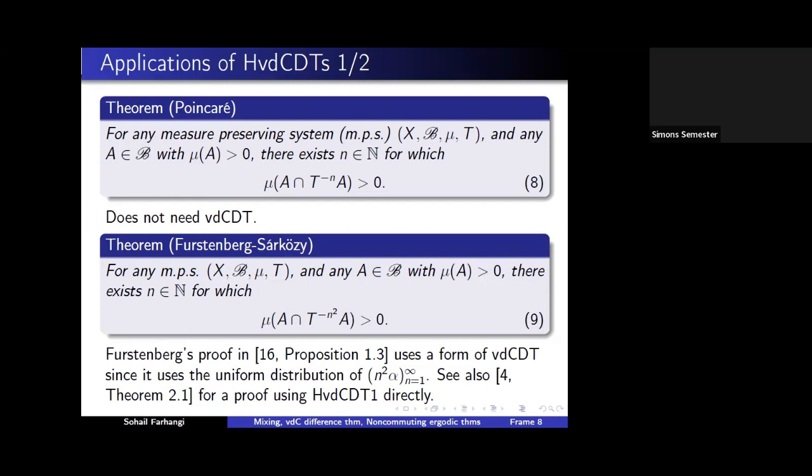Or if you look at a survey of Bergelson, then there's an alternative proof of this that directly uses the Hilbertian van der Corput that I had a few slides ago. Yes, so this is also in Furstenberg's book, which will be referenced on one of the future slides.